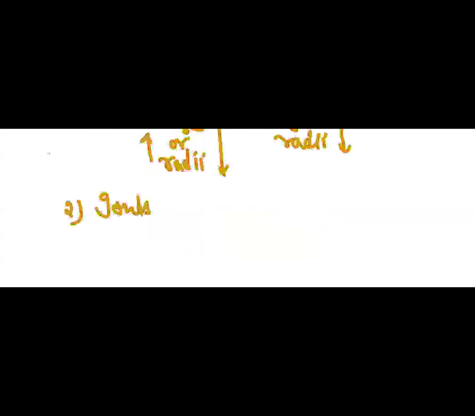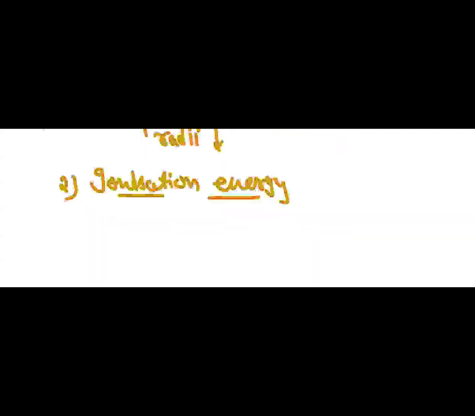Ionization energy. Sorry, ionization potential. First, we will discuss energy, then we will move to the potential. What is the meaning of ionization energy? It is the affinity to form ions, or the reactivity of an atom to form ions. The conversion of an atom into an ion by removal of an electron. So the energy required for this process is known as ionization energy. So what is the definition?